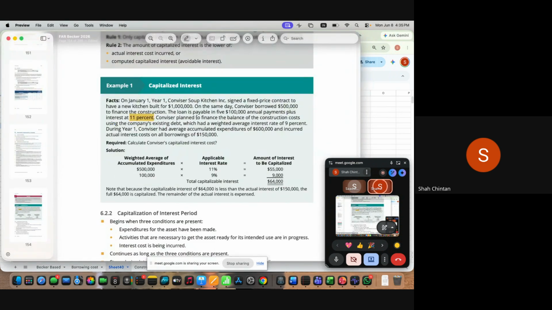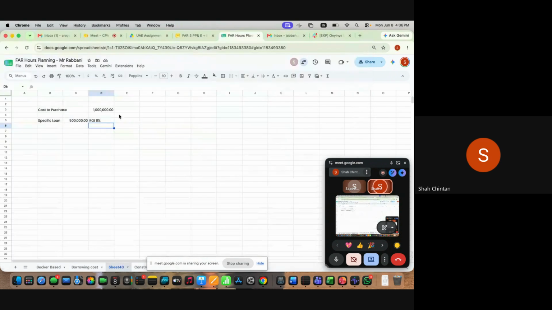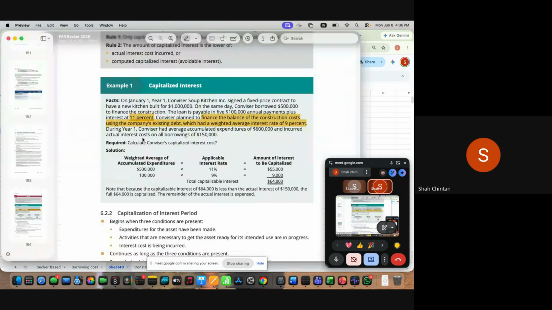Now, the company is planning to finance the balance construction by using the company's existing debts, for which the average rate of interest is 9%. So 500K you are funding from a specific new loan, and the remaining 500K you are funding from your general loans which are available, which were taken in the past, and the rate of interest on the general loans is 9%. During the year 1, you have used 600,000 of expenditure.